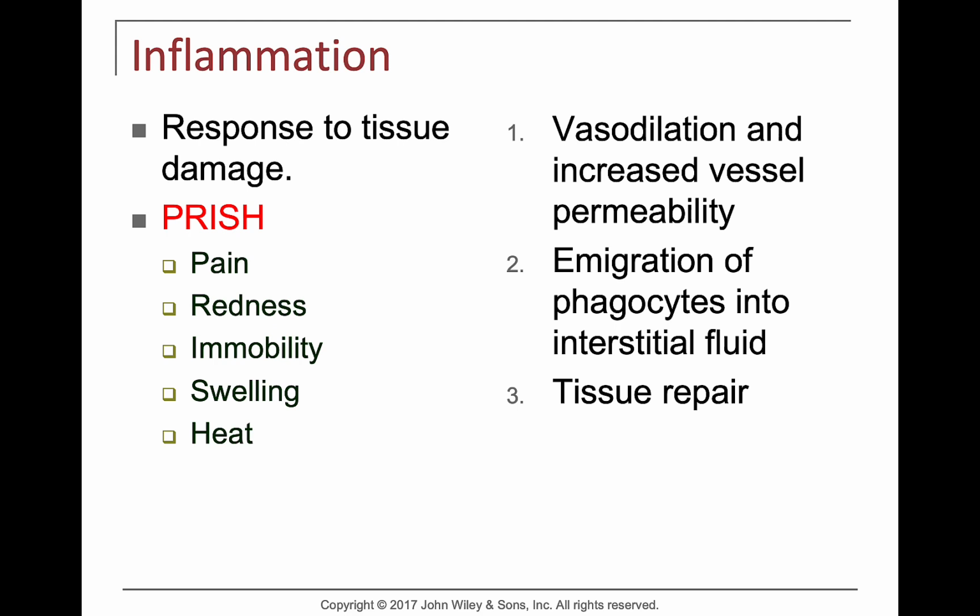Inflammation is something that we should be familiar with, but this is a nonspecific immune response that is a result usually from damaged tissue. So we can remember some of the characteristics of inflammation by the mnemonic PRISH, P-R-I-S-H. Pain, redness, immobility, swelling, and heat. These characterize inflammation. So things that happen in inflammation.